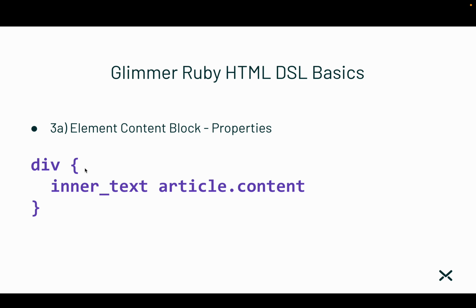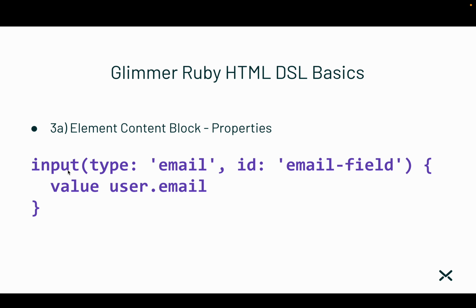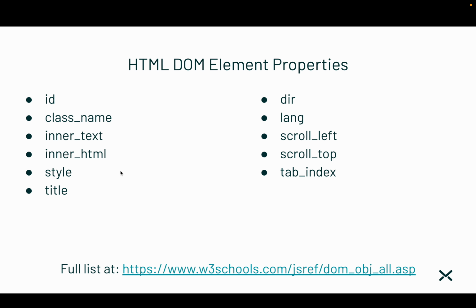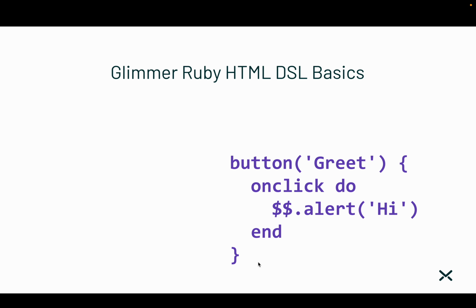So here I have a div, it has a property of inner text, and then I can set it to a value, like the content of an article. Or I have an input that has these attributes, but then inside it, it has a value property, and then I can set it to user.email. This is me combining an element with attributes and properties. And obviously, any HTML DOM object properties in JavaScript are supported in Glimmer. So anything that you would find online should be supported in Glimmer.